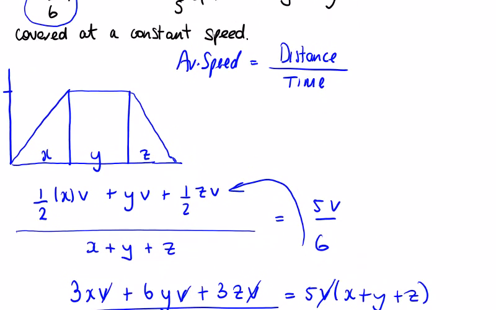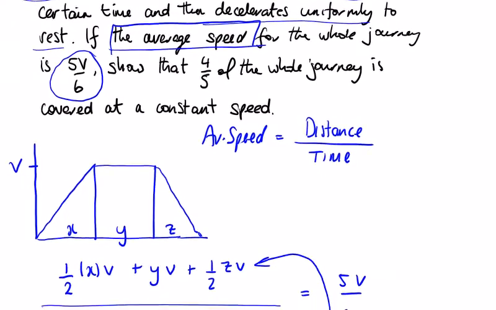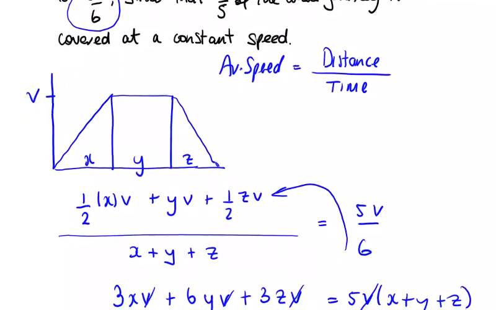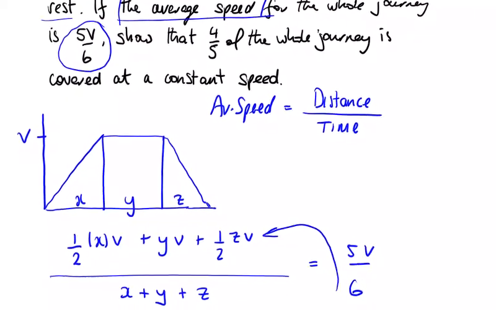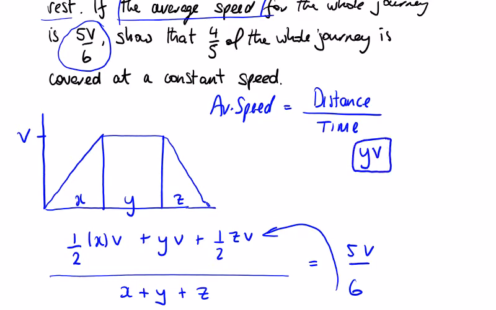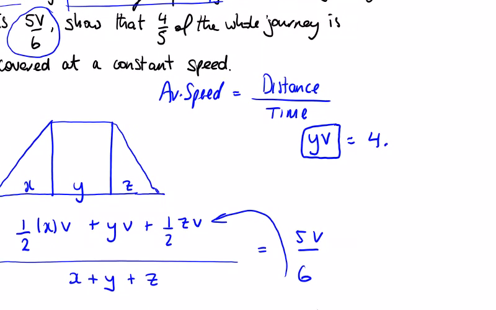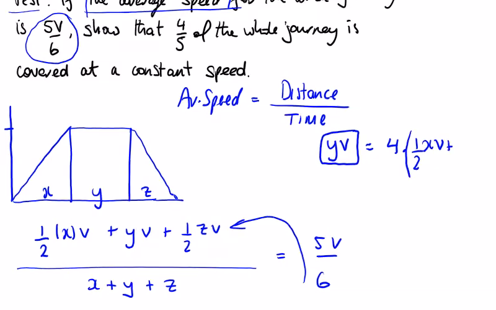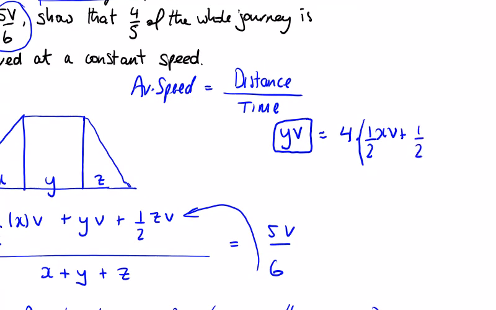Let's look at what they were asking us. It's something to do with 4/5 of the journey being covered at a constant speed. Well, the constant speed is y times v. So we need to show that y times v, that's the journey covered at a constant speed, is equal to 4 times the other two areas, which is half x times v plus a half z times v.